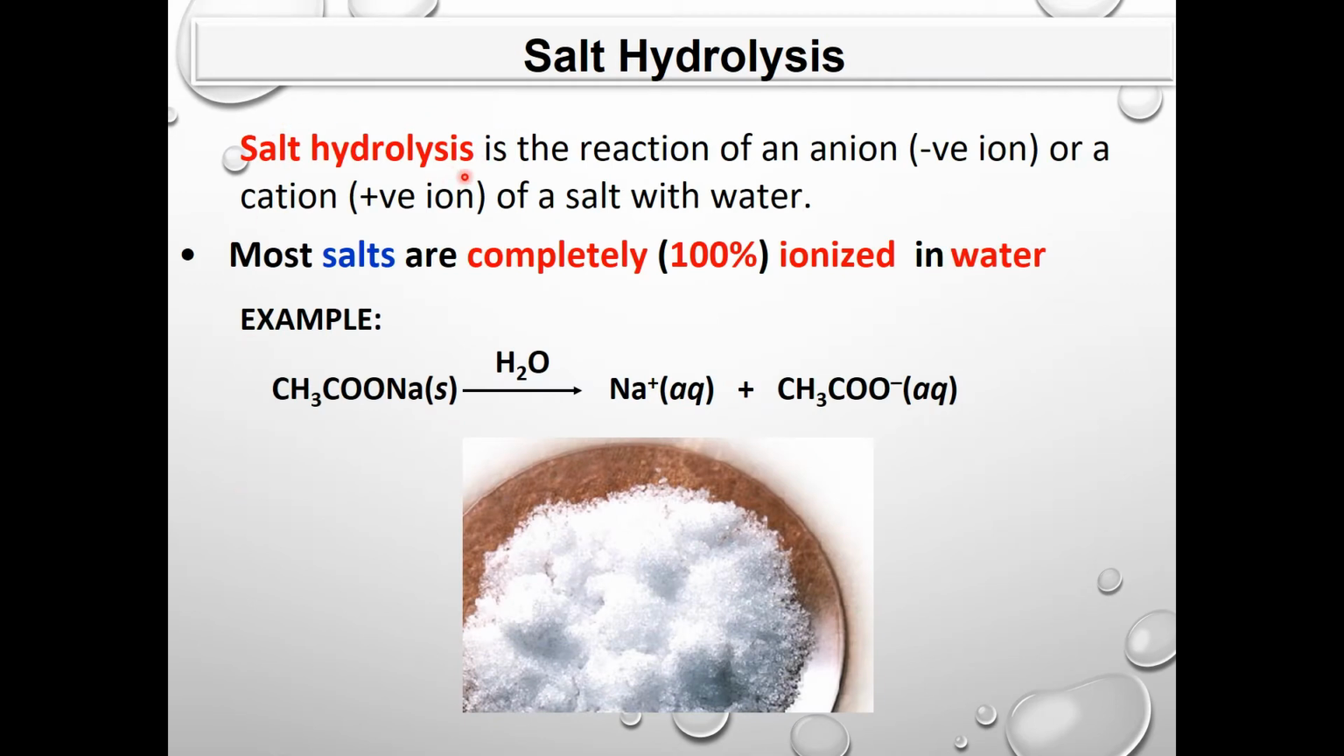Salt hydrolysis is the reaction of an anion or a cation of a salt with water. Most salts completely ionize or completely dissociate in water. For example, sodium ethanoate, a salt, dissociates completely to form sodium cation and ethanoate anion.